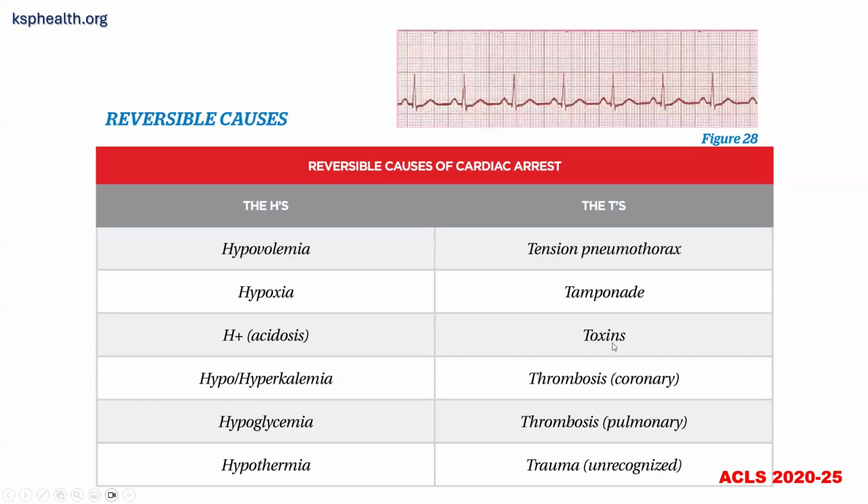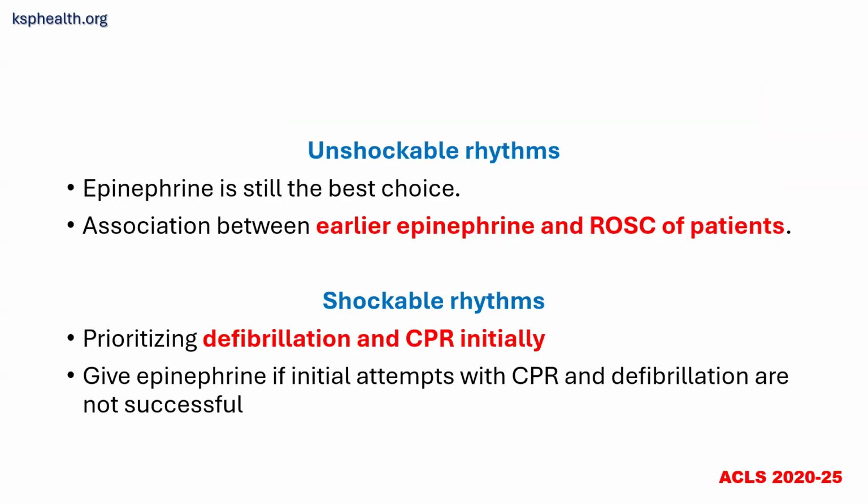Then the 6 Ts: tension pneumothorax, tamponade, toxins, coronary thrombosis, pulmonary thrombosis, or unrecognized trauma. Trauma will be obvious, and the ACS, we are going to talk about it. And for toxins, you need to have a high index of suspicion and also look for other signs and symptoms.